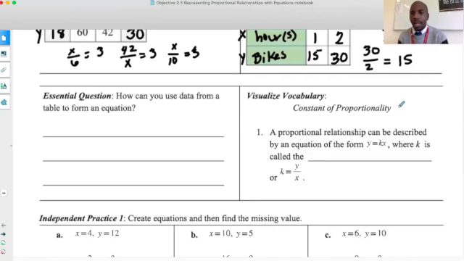The constant of proportionality. We already talked about the constant. We know this equation down here, k is equal to y over x. The constant in this case is represented by the letter k, right? And that's how we identify the constant. We know it's y over x. But in addition, I want you to know the proportional relationship can also be described in the equation form of y is equal to k times x, where k is called the constant of proportionality, as we have talked about in the past.